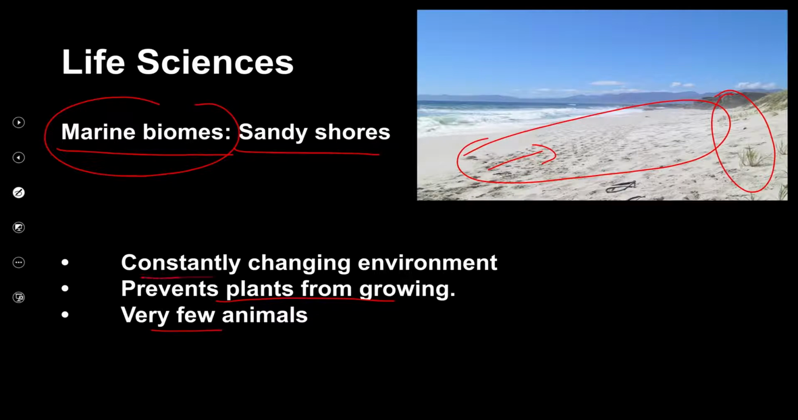It's a constantly changing environment, depending on the tides that are present. Because they are found on these sandy shores, when the high tide comes in and the low tide moves out, it often affects the shoreline. So this would be a constantly changing environment and often not conducive for plants to actually grow along that coastal area. And what I said was that there are very few animals that are found along these coastal regions.